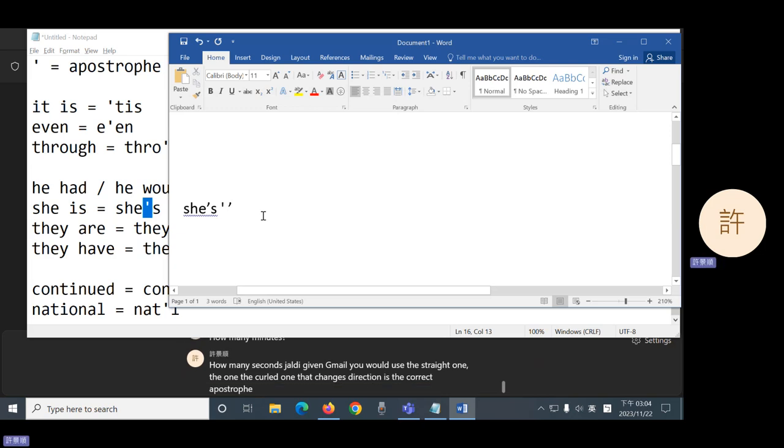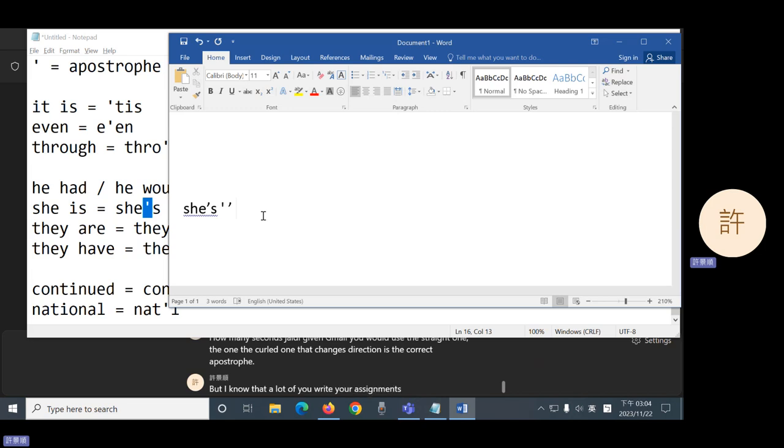But I know that a lot of you write your assignments on your phone, and your phone may not have the curled one. You might only have the straight one. So I usually don't care too much, but you should know which one is more correct. Okay, so that's contractions. Do you have questions?